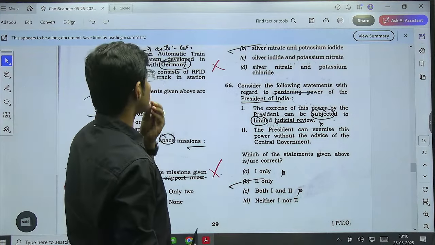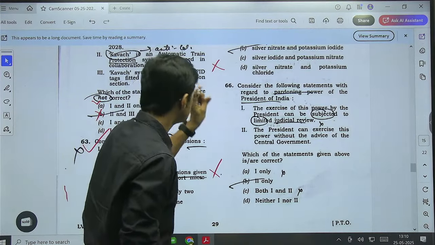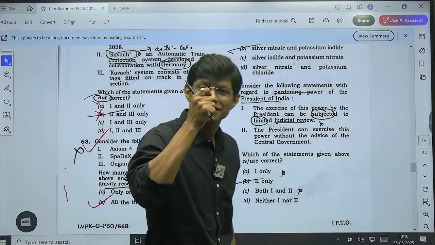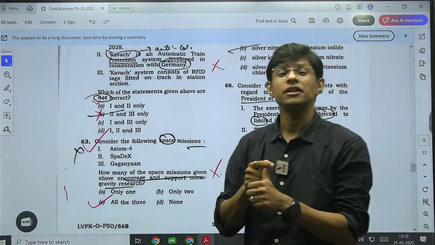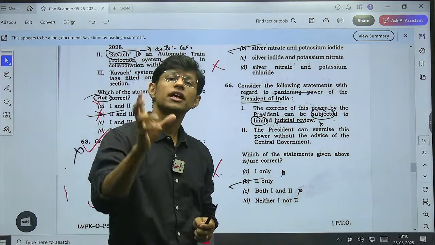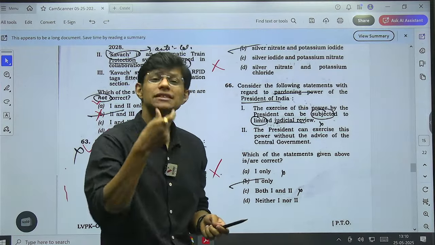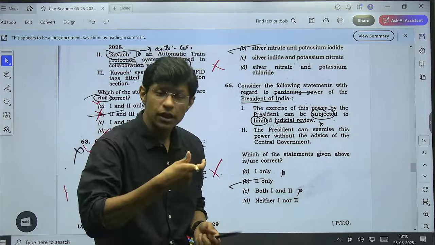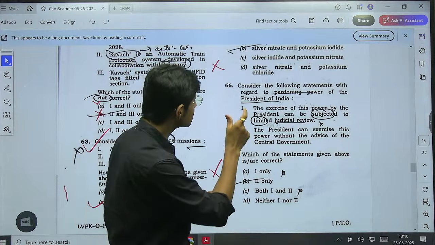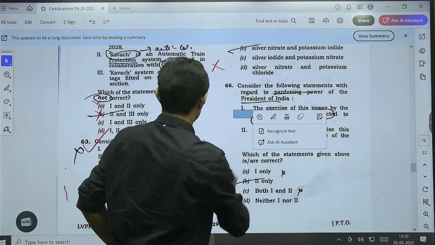Okay, what is the question? The exercise of this power by the president can be subjected to limited judicial review. Yes, which means the President of India has the pardoning power, but it is subject to limited judicial review, which means the courts will intervene only when they find that the President has exercised the pardoning power in bad faith, that is, for mala fide reasons. So yes, it is subjected to limited judicial review. So this statement is correct.